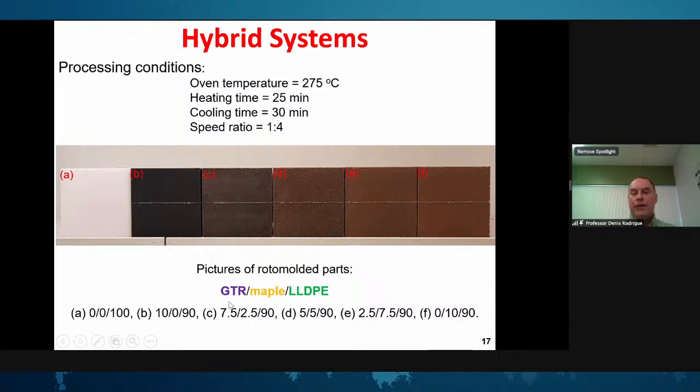So what we have done in this case is we have added the GTR, which is ground tire rubber, another residue, another recycled material, to impart a little bit more elasticity, a little bit more impact strength in the material. And by combining these two particles, now you can adjust the mechanical properties between rigidity from the maple fibers and the ductility coming from the rubber particles. But again, all this material can be of recycled origin, so you can produce good parts using a very low-cost material.